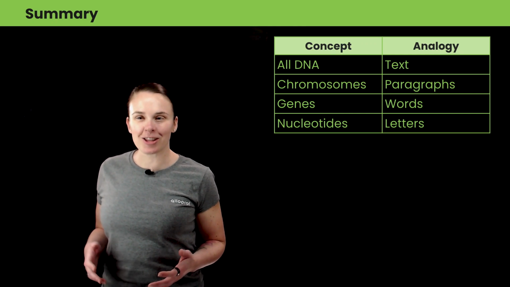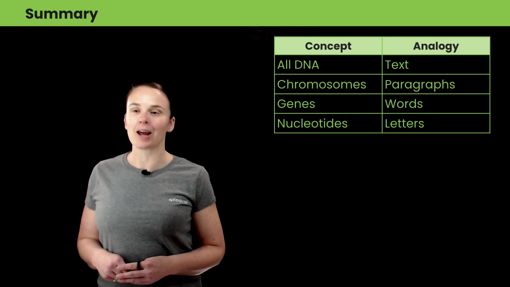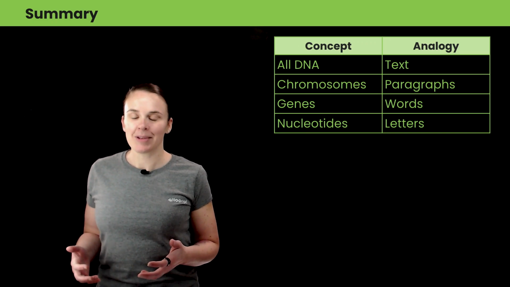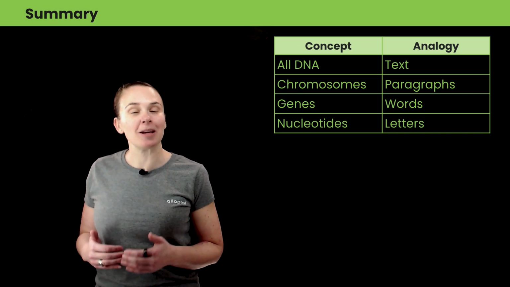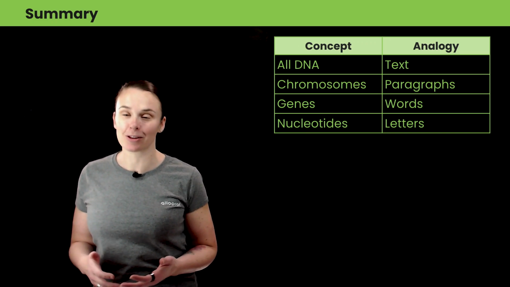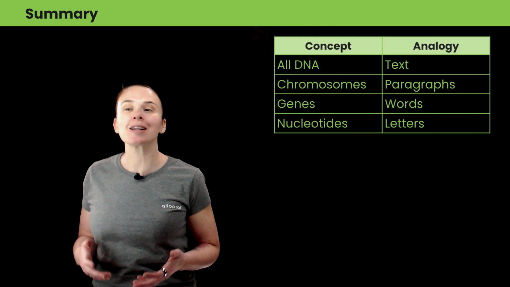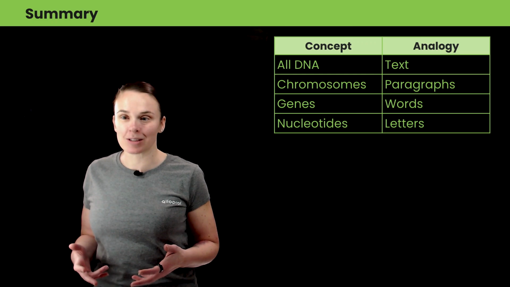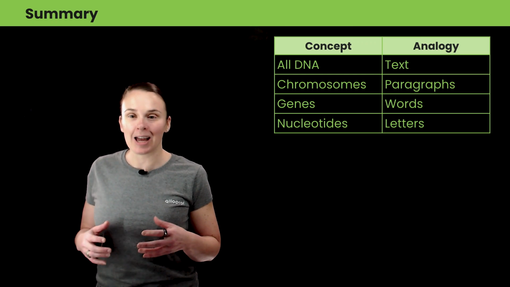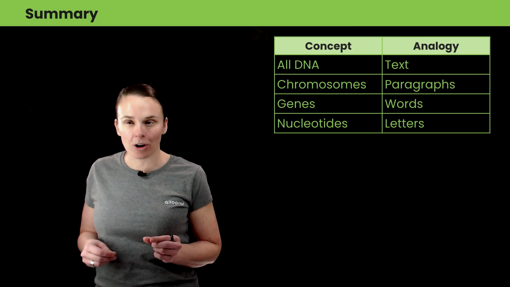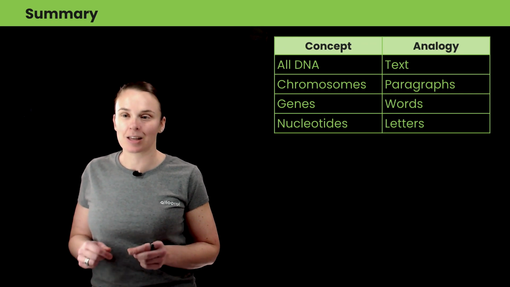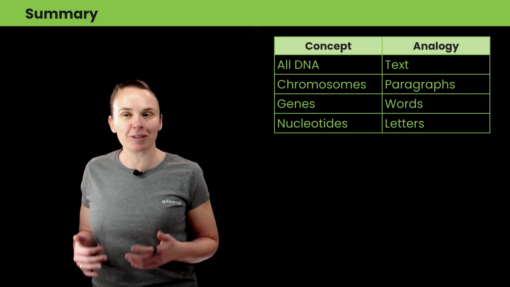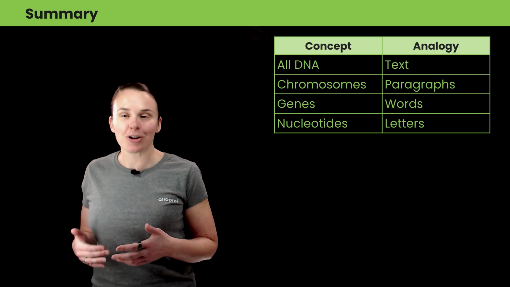So here's an analogy that'll help summarize everything that we learned today. Think of all the DNA in a cell as a text. And that text is broken up into paragraphs, and those paragraphs represent the chromosomes. So there are 46 paragraphs in that text. And in those paragraphs, we also have words. And those are our genes. Those words have different meanings. They have different jobs in that paragraph. And then those words are made up of letters. And the letters are our nucleotides.